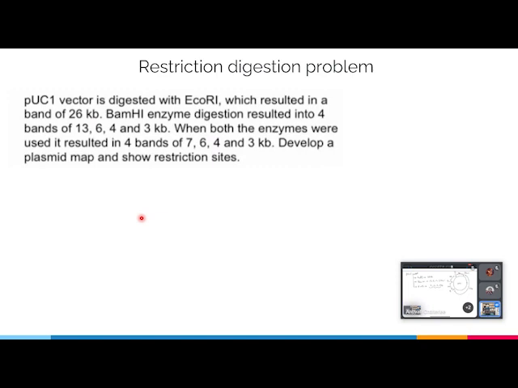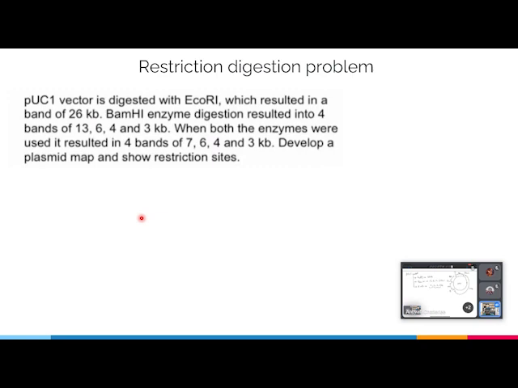So what this tells us, referring back to our last problem, is that there may actually be 5 bands, because obviously EcoRI will cut at a separate site from BamHI and form another band. So we should have had 5 different bands, but we have only 4. So how exactly do we tackle this?